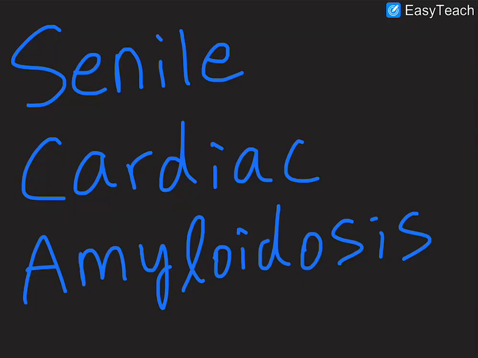And in this video, we're going to be talking about senile cardiac amyloidosis. Okay, so let's go and get started. Senile cardiac amyloidosis is basically an age-related amyloid deposition in the heart. That's the main thing we have to know. So let's go and note that down.